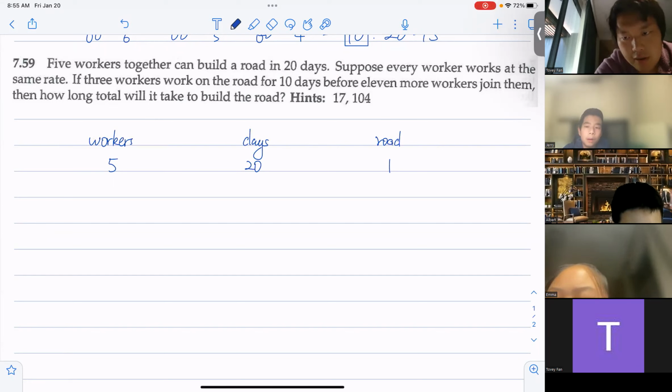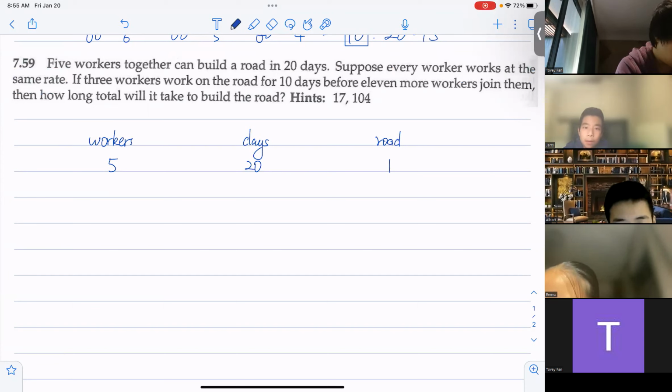But now we need to work out the individual work rate as we just discussed, right? Like one worker in one day can finish what percent of the road? Every worker works at the same rate. So does anyone have any idea? One worker will take 4 days to finish one road.